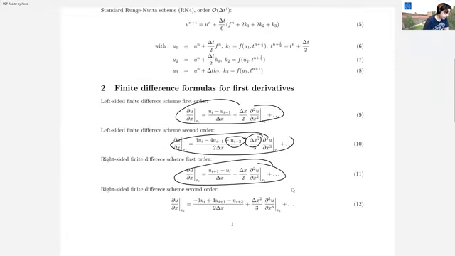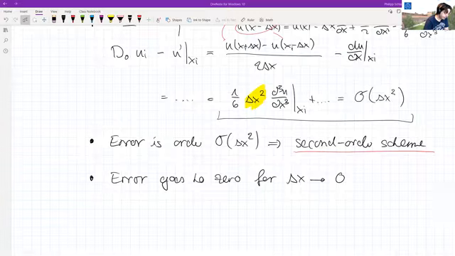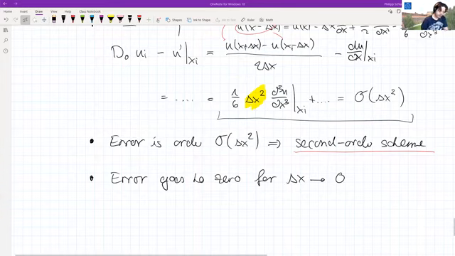Okay, good. Then, yeah, I guess this is what I wanted to tell you about the classical derivation of finite difference schemes.